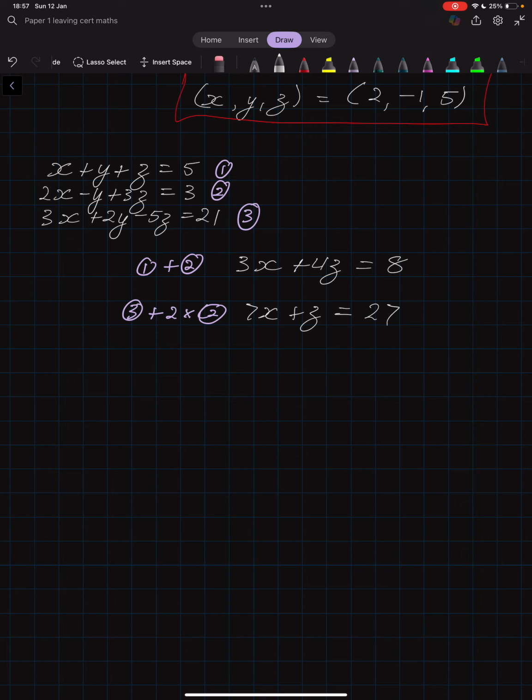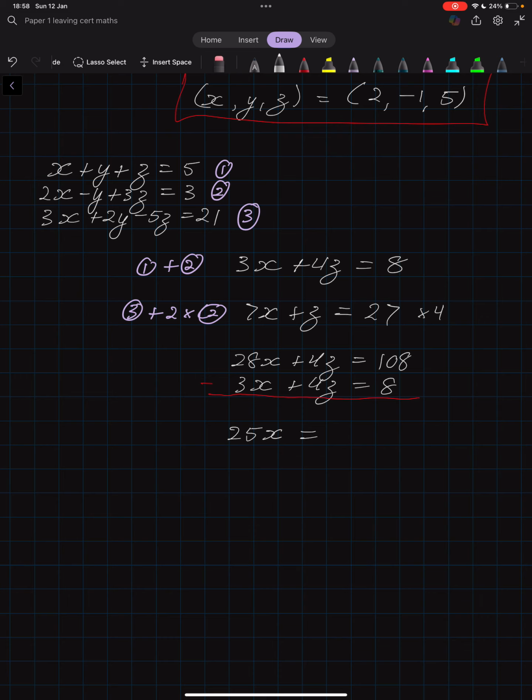So again, I'm going to get rid of z's from these two equations, so I'm going to multiply the bottom equation by 4. So this gives me 28x plus 4z equals 108. And then the top equation is 3x plus 4z equals 8. So I'm going to minus these from one another to get rid of the 4z's. So I get 28 minus 3 is 25. 4z minus 4z is 0. 108 minus 8 is 100. Divide both sides by 25, I get x equals 4.